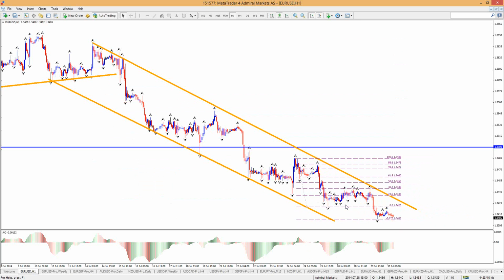I guess there are other ways of fibbing. Obviously, different fib levels, different ways of placing the fibs as well. There are different variations. These are the two I use. So this is how you could use the fibs with AO.